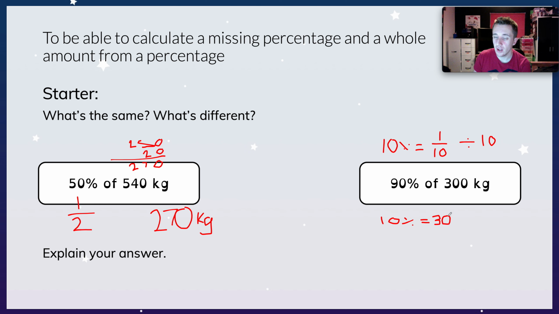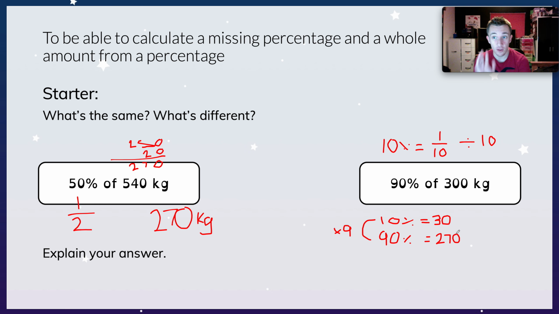Now, to find 90%, well, there's two ways we could do this. Now, the way I showed you yesterday was you would times this by 9. So you do the same to the 30. Now, 30 times by 9 would be 270.